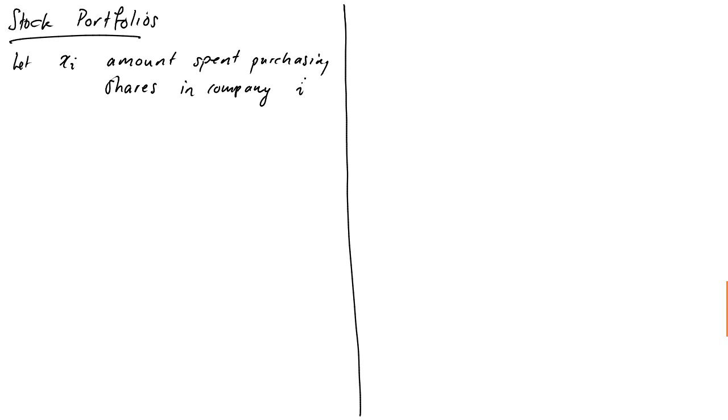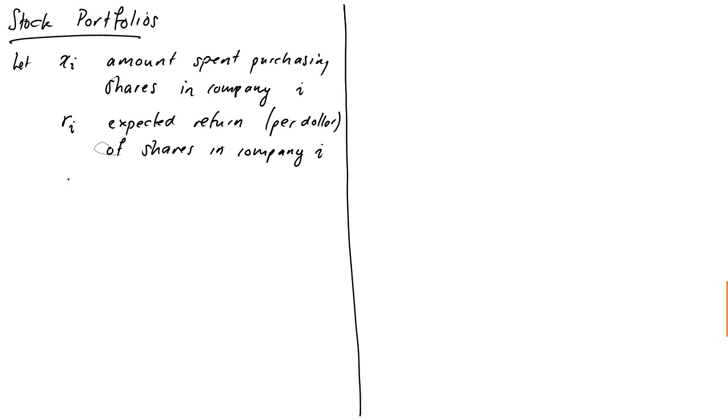So we've got a certain amount of money to spend. We have some number of companies to possibly invest in, and each company has an expected return per dollar of shares in company I. Okay, what else do we need to know?